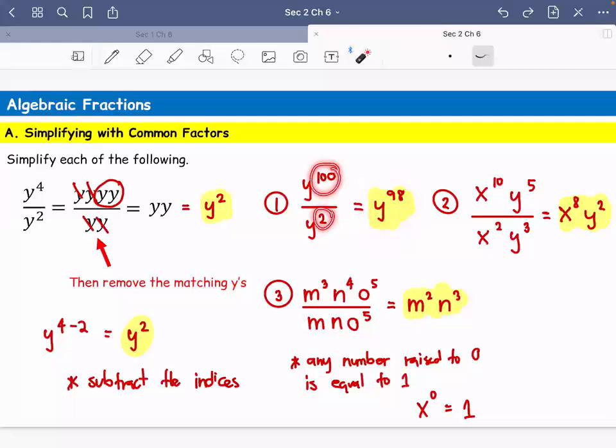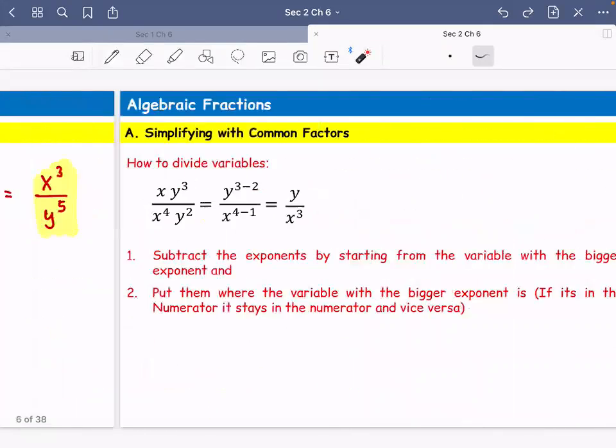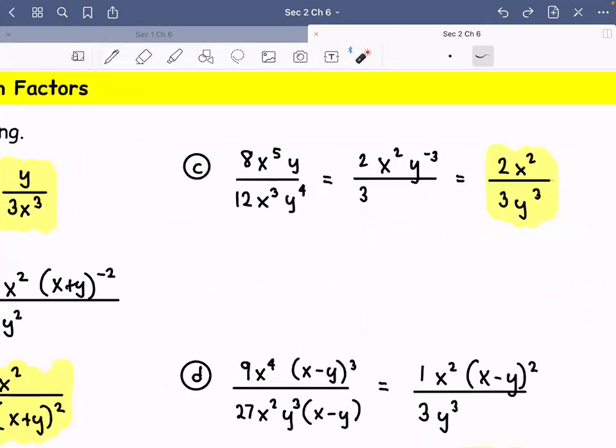What did we do? We just subtract the indices, right? So same with our questions here, we just subtract our indices. So 5 minus 3 gives us 2. And then this is 1 minus 4, that's negative 3. But then we cannot have a negative exponent or a negative index, so we move it to our denominator. And that's why this is your final answer.